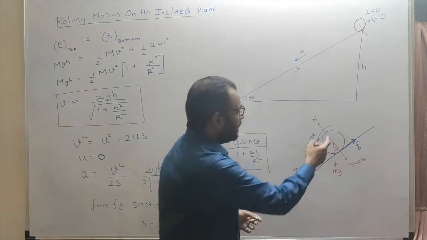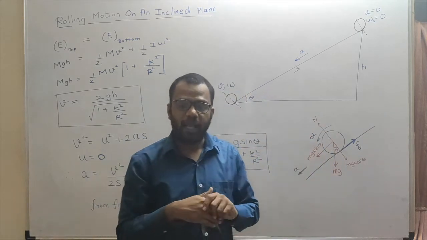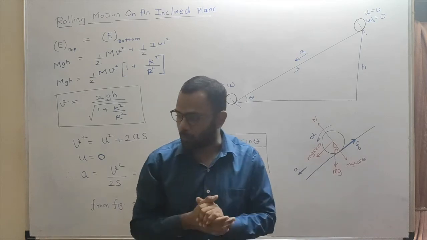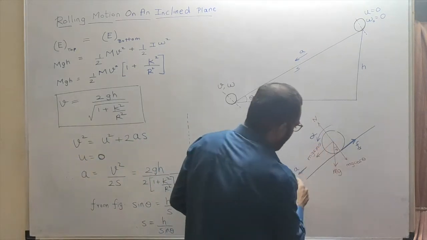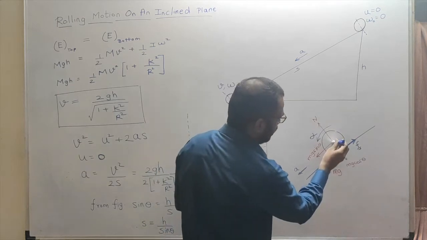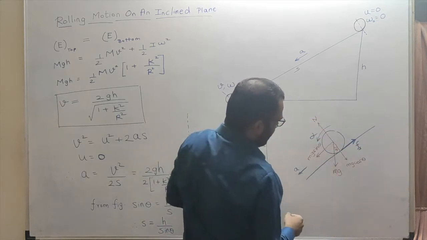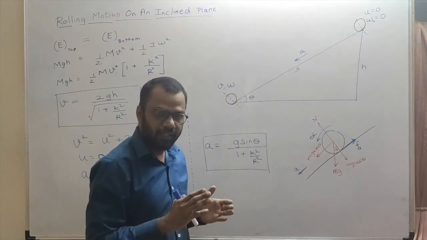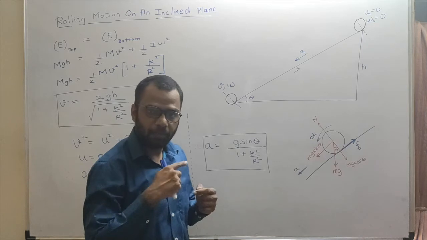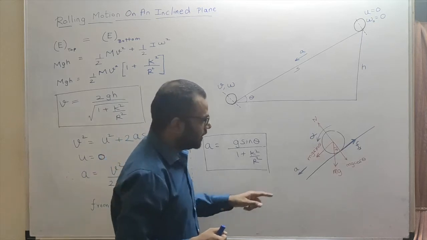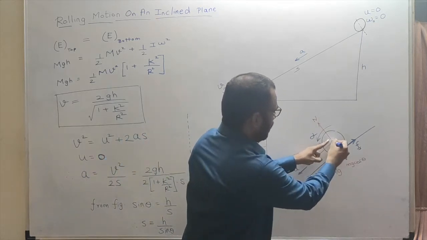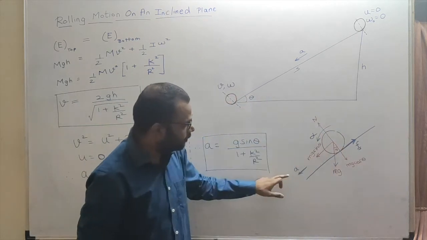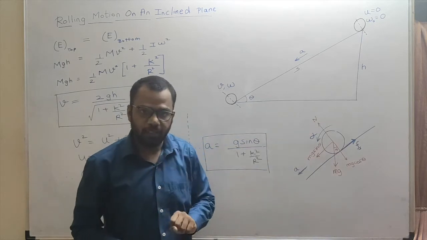Now what about the angular acceleration? We know for angular acceleration, torque is essential. Now which force provides the torque? This force cannot provide the torque. Why? Because this is the axis of rotation, and this force is passing through the axis of rotation. For torque, we require force into perpendicular distance from the axis of rotation. The perpendicular distance from the axis of rotation is 0, and hence this force does not cause any torque on the object.